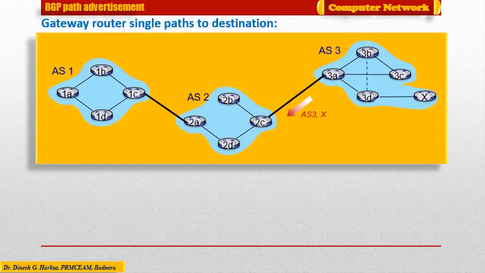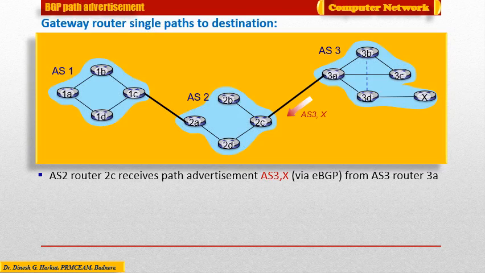Now we will consider the two different scenarios of BGP path advertisements. Specifically, when a gateway router has a single path to a destination and when another gateway router has multiple paths to a destination. We will first see when the gateway router has only a single path to a destination.